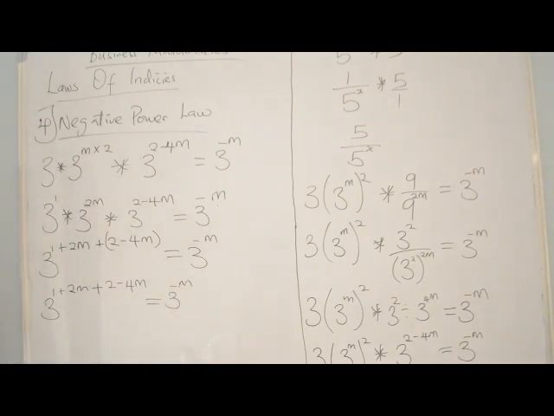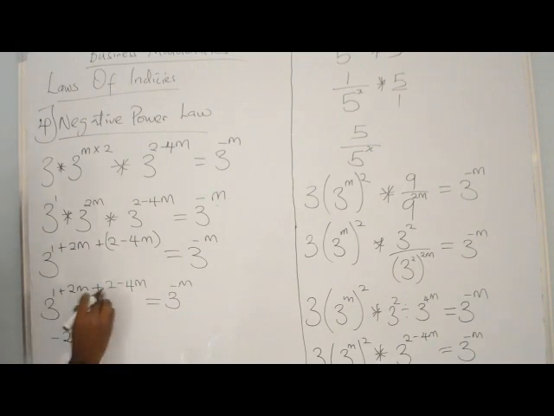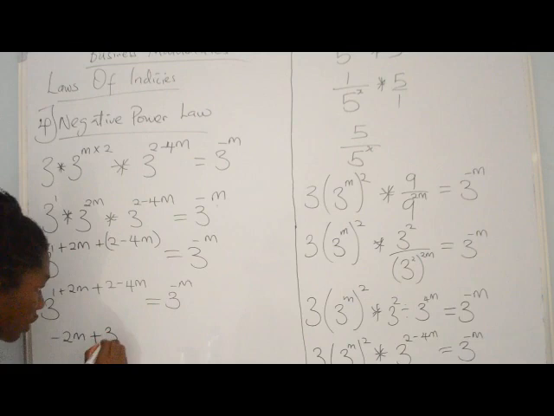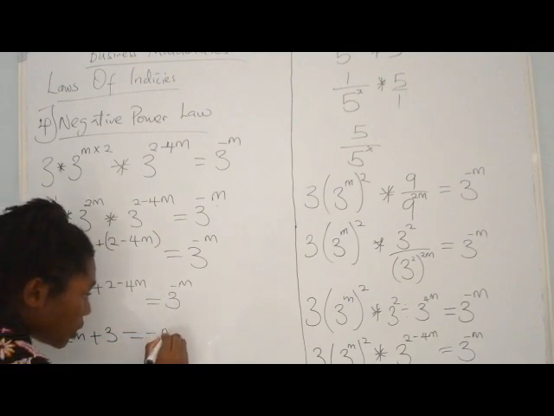Now, like I said, when the bases are same, we can assume that the powers are equal. Okay, so we are assuming the powers are equal because the bases are same. Alright, but then we are going to be collecting the power terms. 2 minus 4 will be giving us minus 2m, and 1 plus 2 will be giving us plus 3, right, to be equal to minus m.